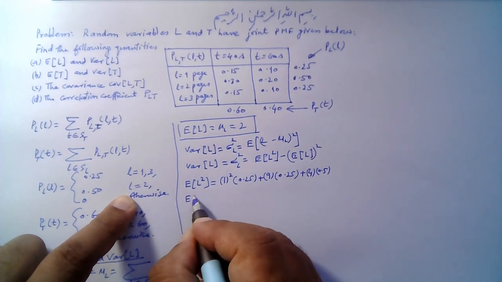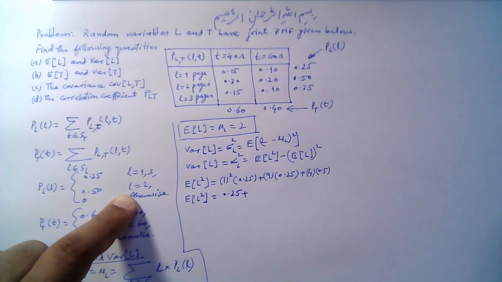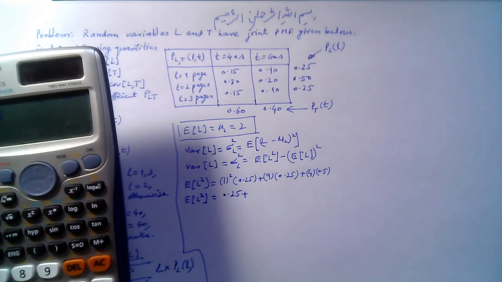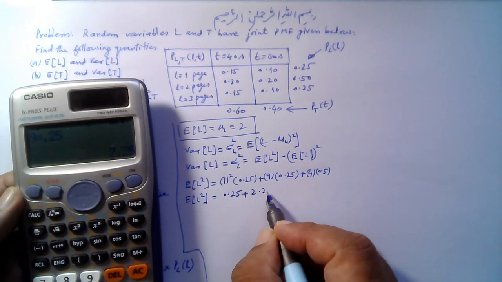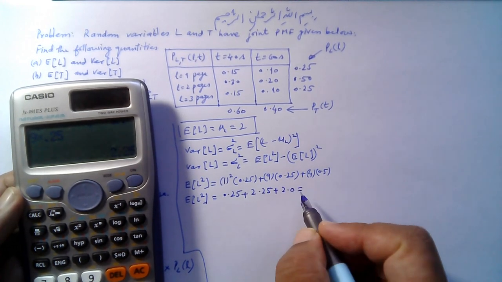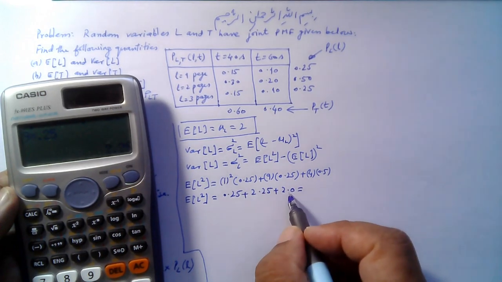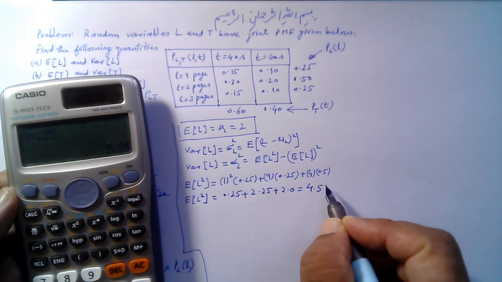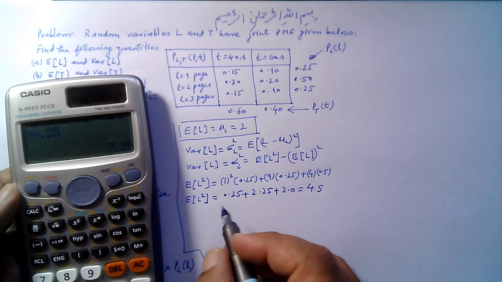So the expected value of L squared is 0.25 plus, let's use the calculator, 9 into 0.25, that is 2.25, plus 4 into 0.5 is 2.0. So this is 2.5 and this is 2, so that comes out to be 4.5, right? So this is the expected value of L squared, the second moment.